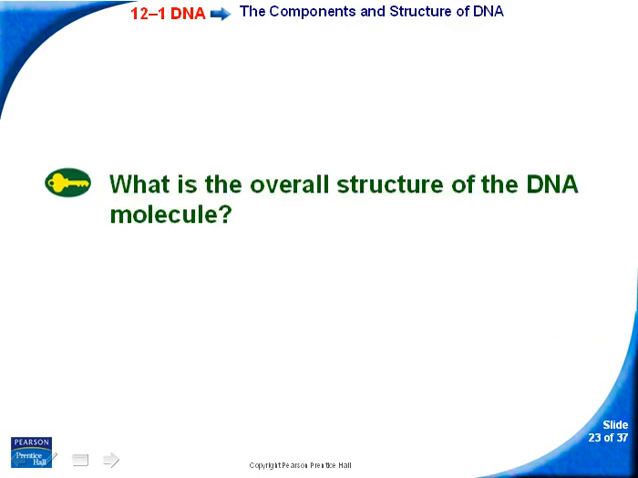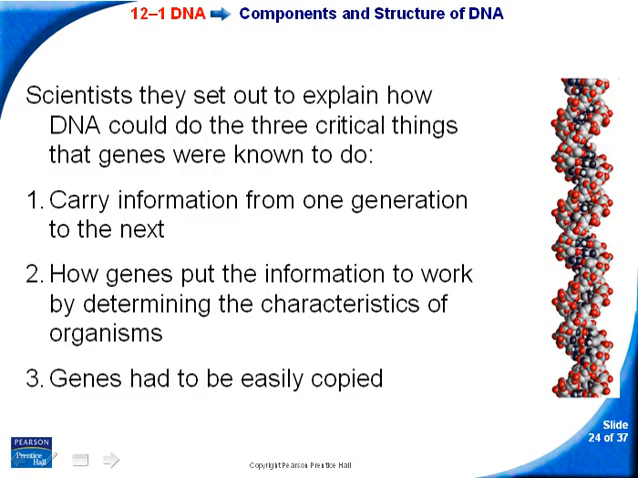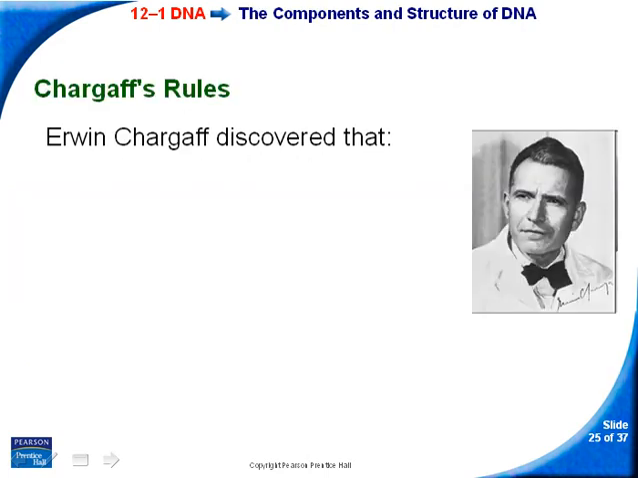So what is the overall structure of the DNA molecule? Well, we got to go into the history of it. Here's a picture of it, which is kind of giving things away, but let's talk about what they needed to do. It had to do three things: carry information from one generation to the next. You had to be able to use the genes to determine the characteristics of the organisms, and genes had to be easily copied. Meaning there had to be a very simple, elegant way for this molecule to work.